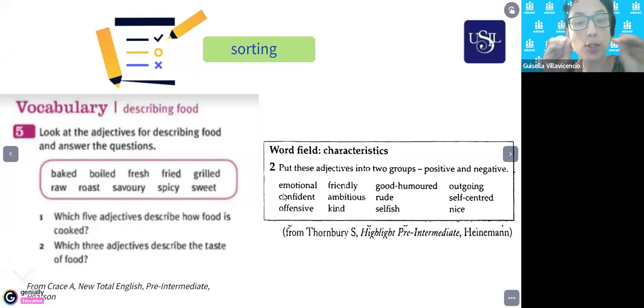So when they sort, they need to know the meaning of the words, right, to sort. So they need to know the meanings, then they need to know the part of speech, if it's an adjective, if it's a noun, and then categorize. So this is more cognitive process. It's a bit more difficult.